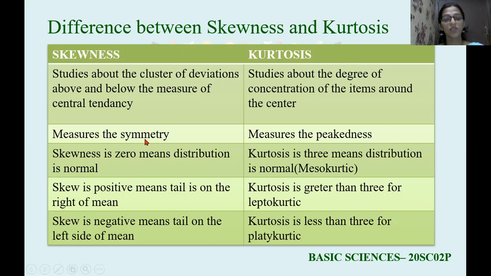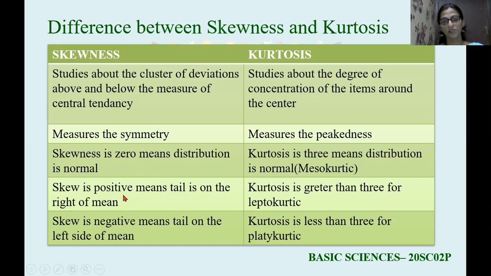Then skewness measures the symmetry, whether the data distribution is symmetric around the central point or not. That measure is given by the skewness. And kurtosis measures the peakedness, whether the data distribution curve is pointier or flatter. That is given by the kurtosis. Then if skewness is 0, that means the distribution is normal. But in the case of kurtosis, kurtosis is 3 means it is a normal distribution, or a mesokurtic distribution.